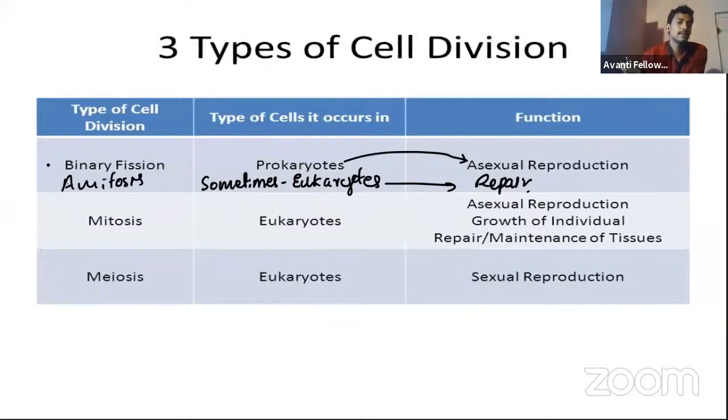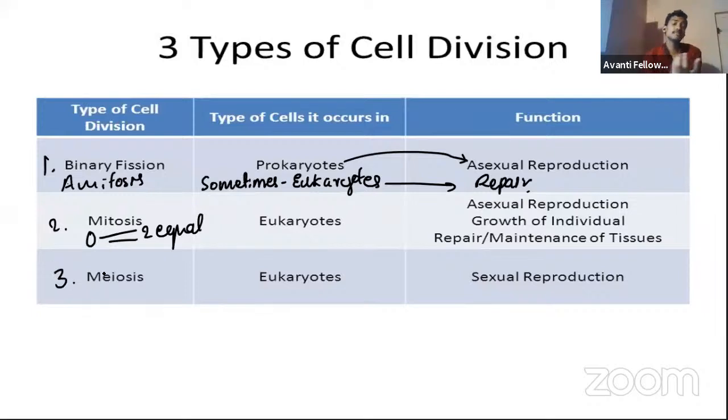And the second one is mitosis. Mitosis is the division of a single cell into two equal cells. You can find it in eukaryotes because it needs a spindle, which is not present in prokaryotes. So you can't find mitosis in prokaryotes. What's the function? The function is asexual reproduction, growth of the individual, and repair mechanism. You can find it in yeast or in us, everywhere.